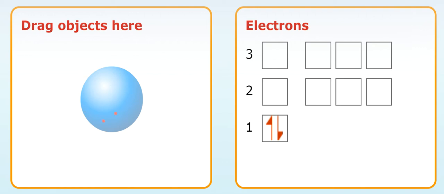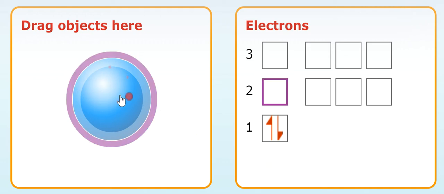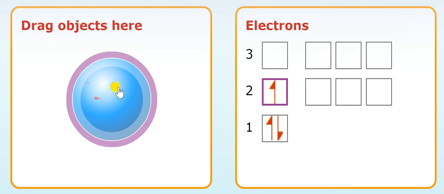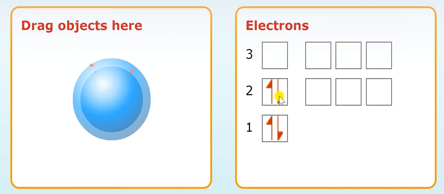I'm going to add a 2s orbital. Notice again the sphere shape for s. We're going to add some electrons to the 2s orbital. Notice with that additional electron, an up arrow appeared in this box next to the 2. Let's add a second electron to the 2s. And a down arrow appeared in that box on row 2.